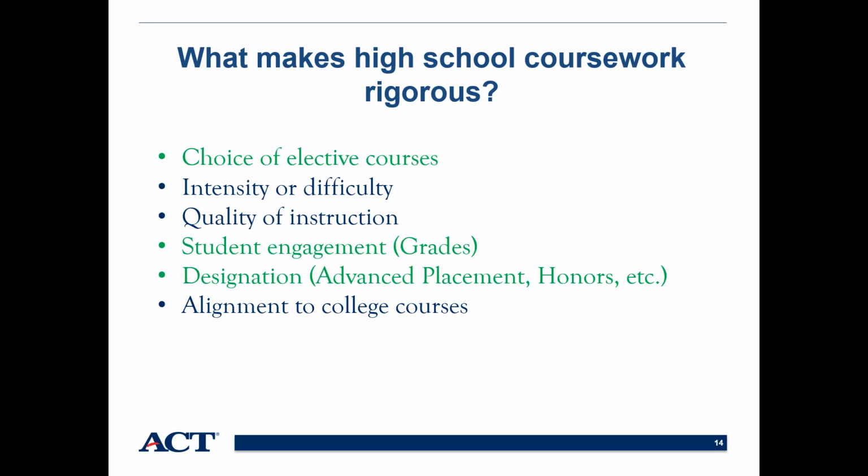Some aspects of course rigor are more difficult to observe or measure. The intensity and difficulty of a course, as well as the quality of instruction, are related to the concept of rigor, and these are things that can vary across schools and classrooms. I'd argue that level of student engagement in a course contributes to rigor. Students with high engagement and effort will benefit more from the high school courses, and course grades can be considered a proxy for that level of engagement and effort.